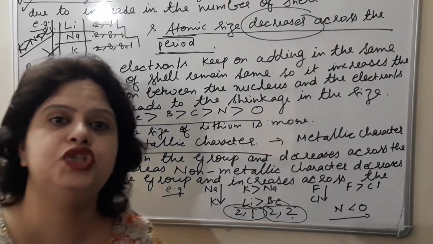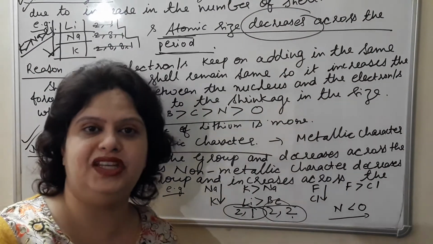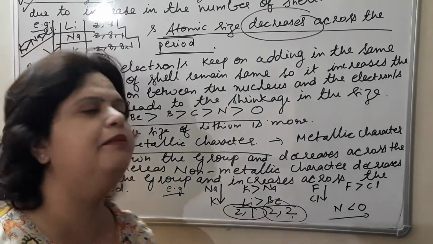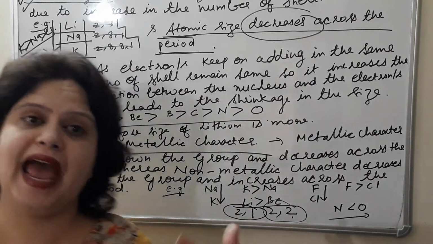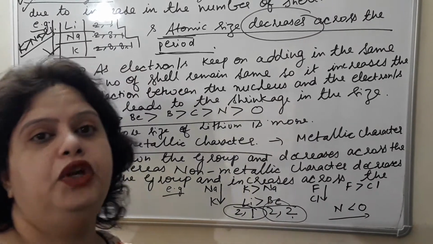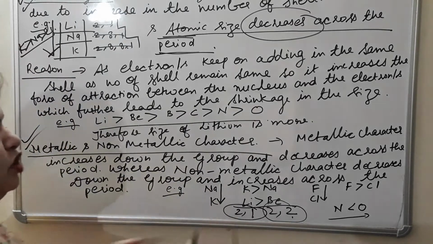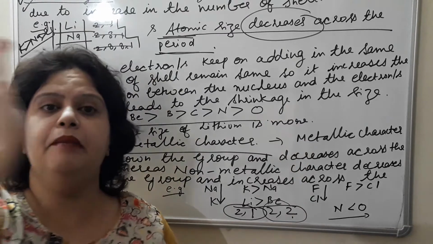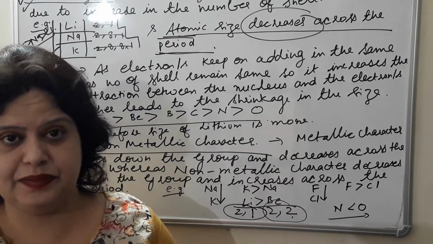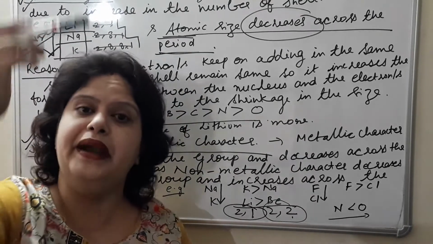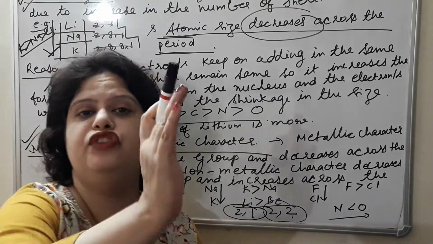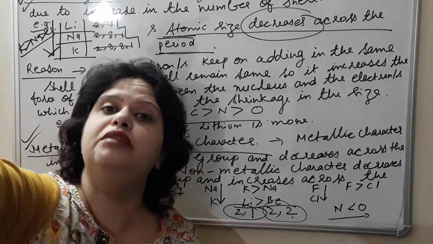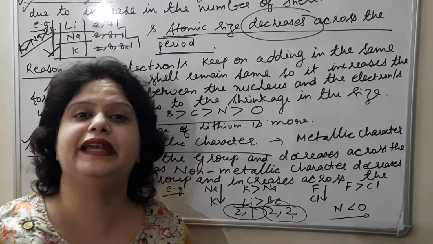So out of these two, which requires more energy to release the electron? It's quite obvious that beryllium requires more energy because it has to lose 2 electrons as compared to lithium. That's why lithium is more reactive than beryllium. So as we move across the period, metallic character decreases. As we move down the group, metallic character increases. As we move across the period, non-metallic character increases, and as we move down the group, non-metallic character decreases.